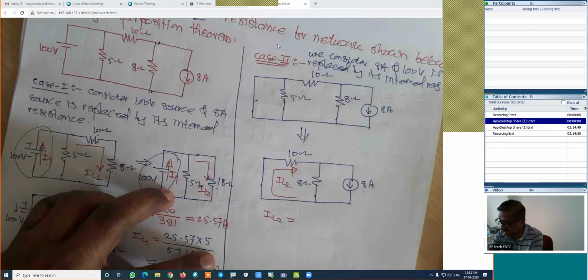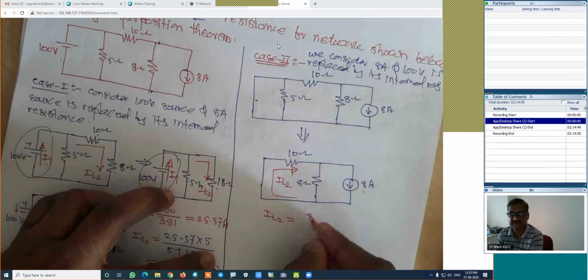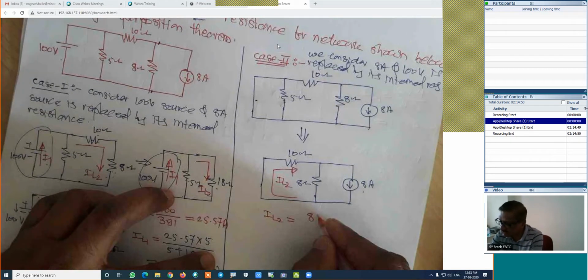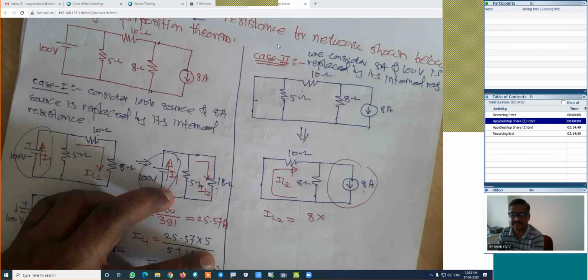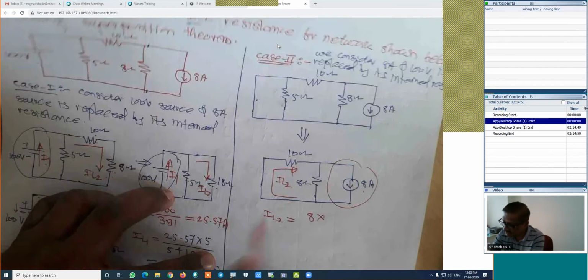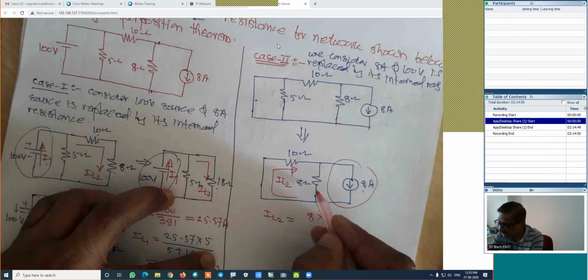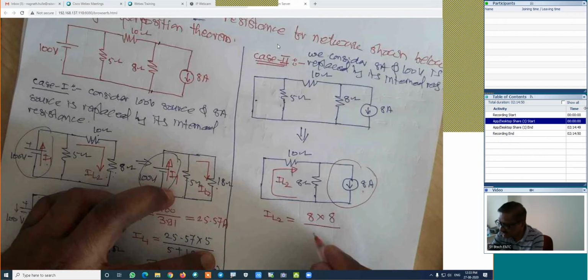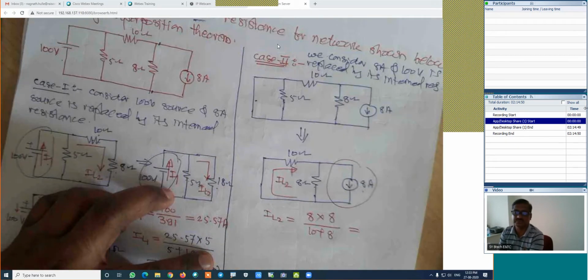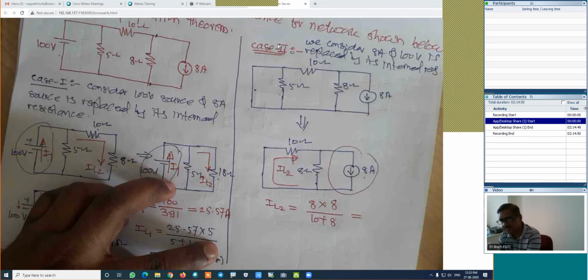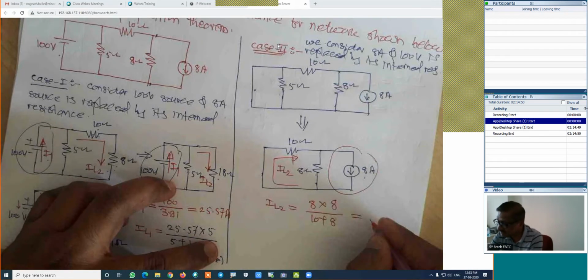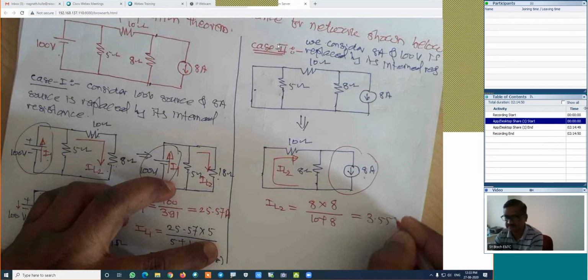Total current is 8. This is 8 into resistance of the opposite branch. The current is known; we have to think about two parallel branches. If we are interested in this branch, 8 is multiplied by the opposite branch divided by the resistance of both branches, that is 10 plus 8. How much is IL2? How much is the current IL2? 3.55. 3.55 amperes.